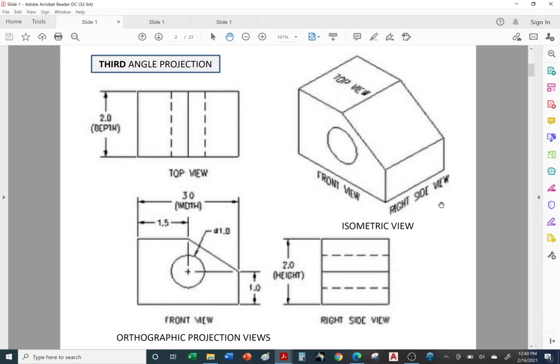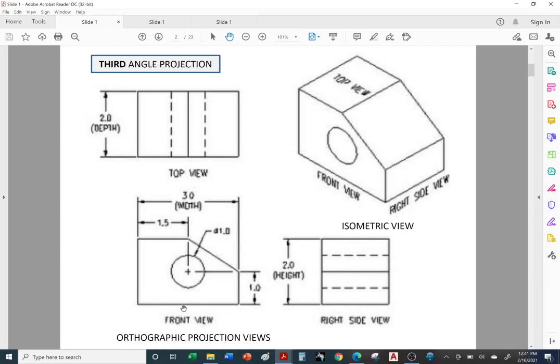Well, if we were standing over here on the right-hand side, we would not be able to see this circular hole that goes all the way through. So just imagine you're Superman and you turn on your X-ray vision, and now you'll be able to see that circular hole that goes all the way through the part.